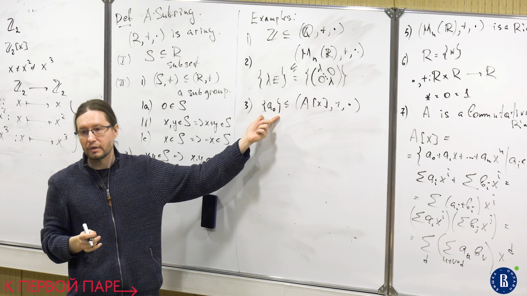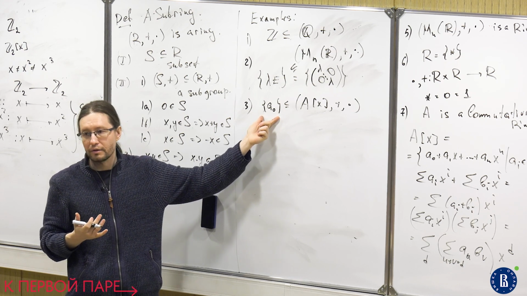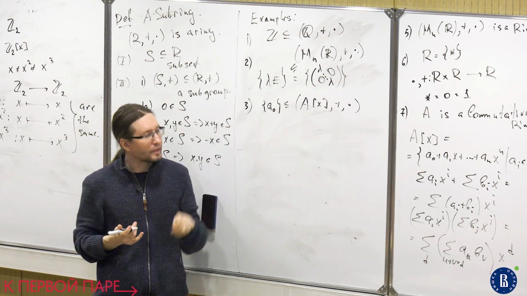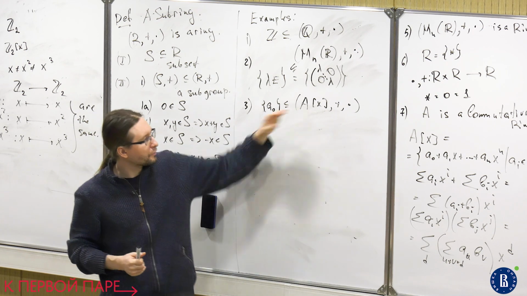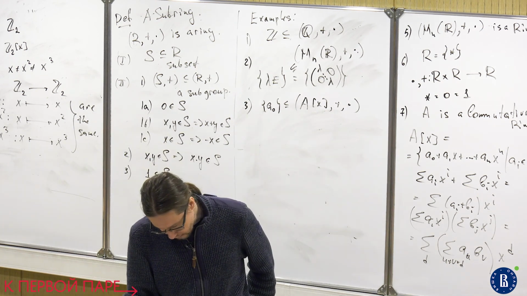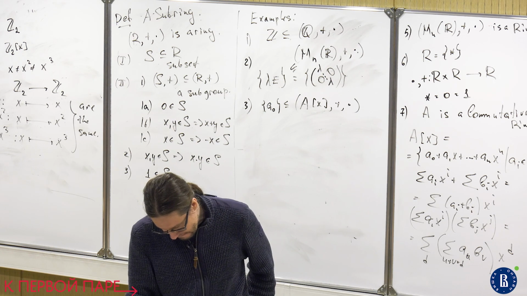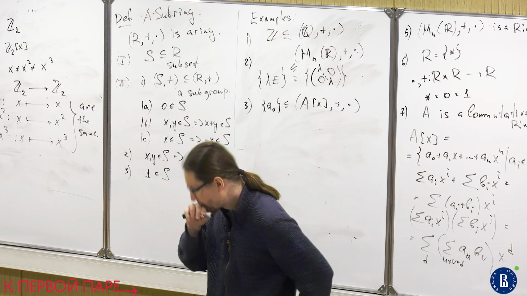So this is also a subring. The set of all polynomials of degree 0 also forms a subring in this ring. Okay, so what should be next?